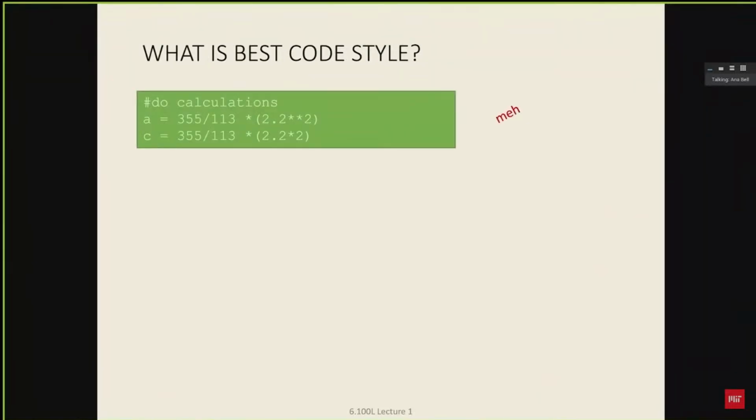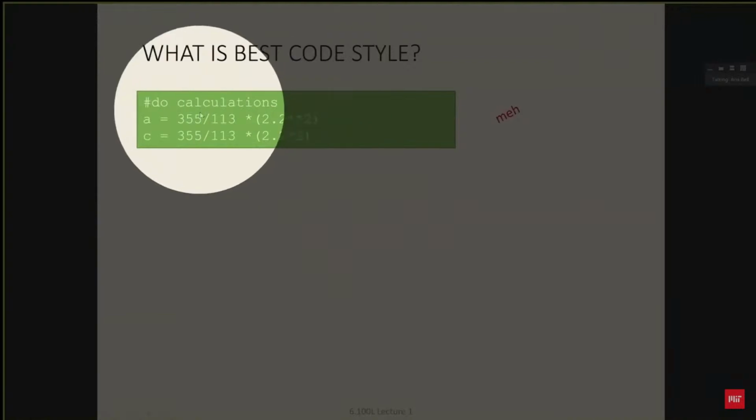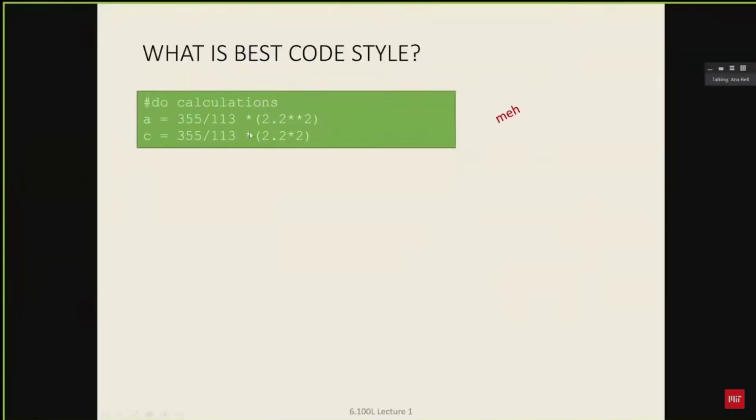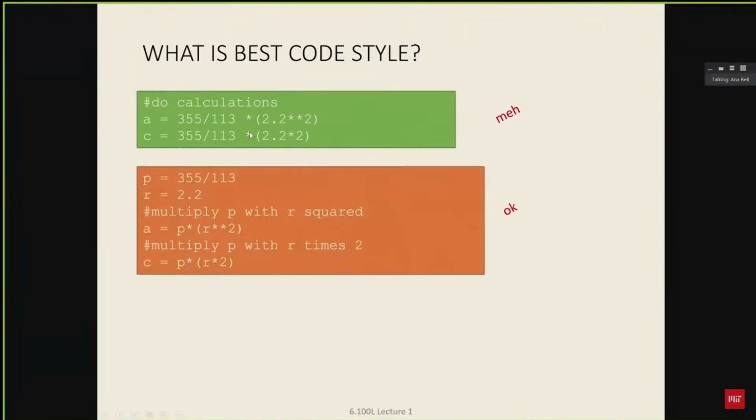Code style is something that we're actually going to look at in your problem sets. So I just wanted to quickly talk about that. Here is a program that has really bad style. Actually, that shouldn't say meh. It should be terrible or something like that. But in case you haven't noticed, it's the same program as on the previous slide. If I gave you this program straight off the bat, you probably wouldn't know what it's doing. It's reusing 355 over 113 twice here. It's using just A and C as variable names. Its description is "do calculations." So pretty bad. This is a little bit better.